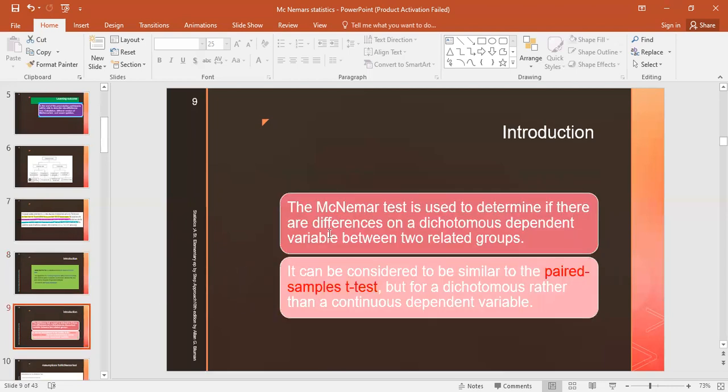The McNemar test is used to determine if there are differences on a dichotomous dependent variable between two related groups. It can be considered similar to the paired sample t-test, but for a dichotomous rather than a continuous dependent variable.